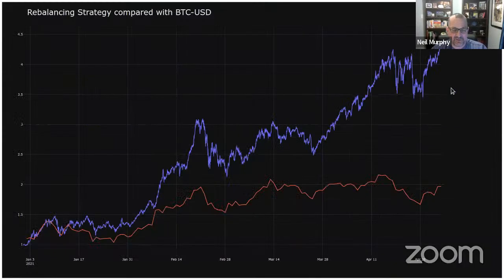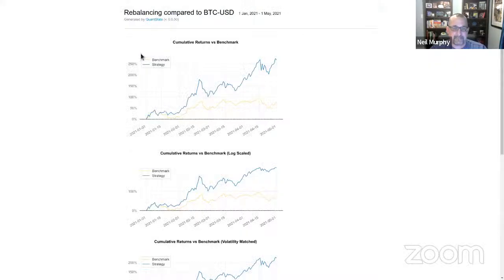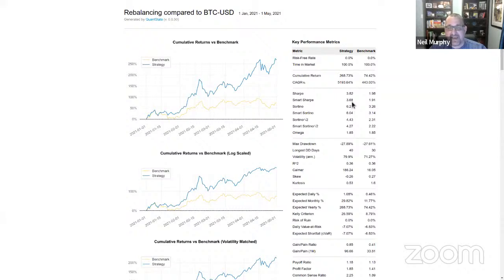And the other one that I want to show you is super powerful. You can't get more institutional than this. I love this tear sheet. This is called a tear sheet for those of you who don't know. And basically what it is, it's giving you more information than you could possibly need about your back test.